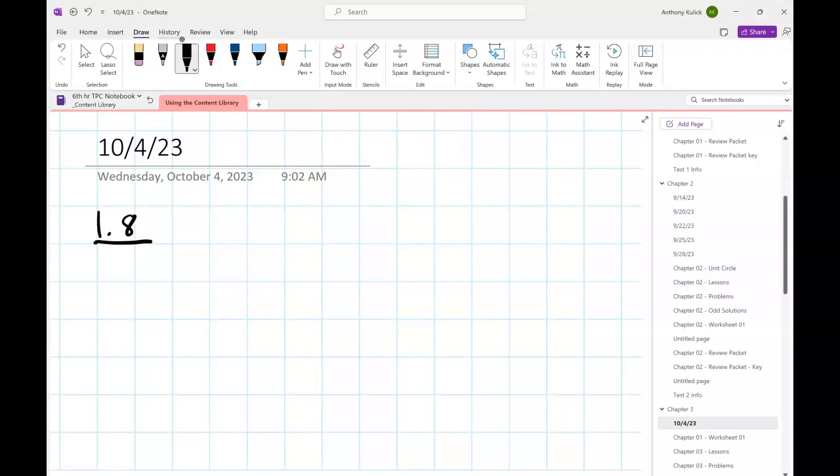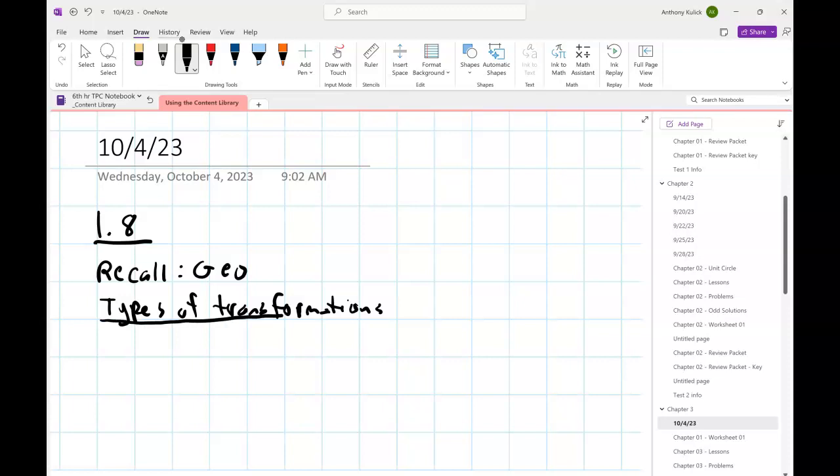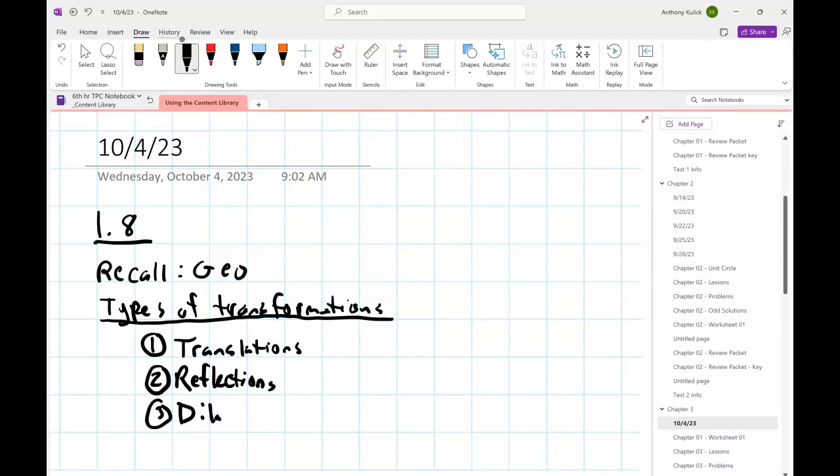We're going to start by just remembering some things from geometry. We want to remember our types of transformations from geometry. So one type was translations. We had reflections. And then we have dilations.